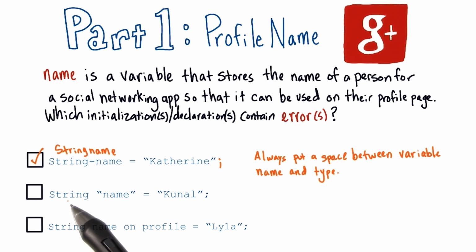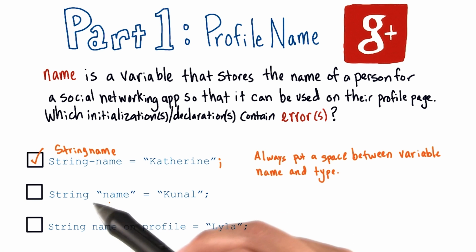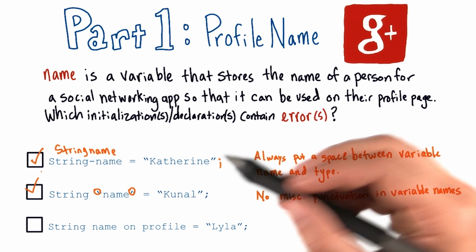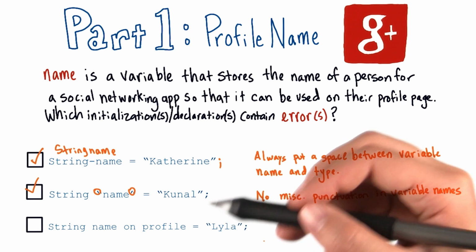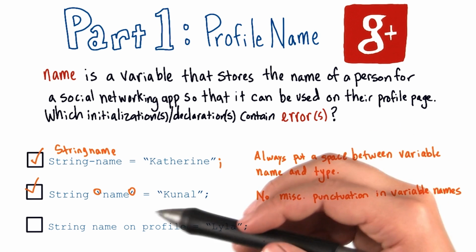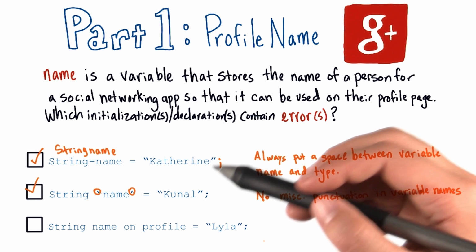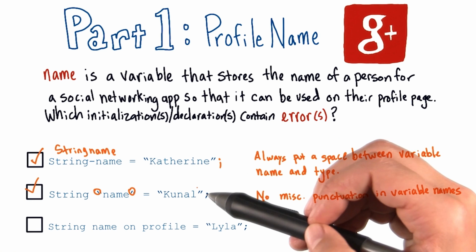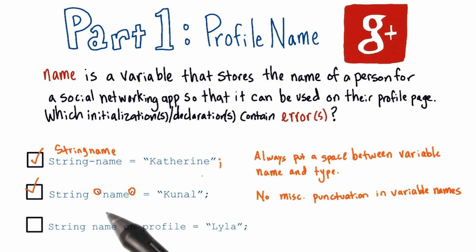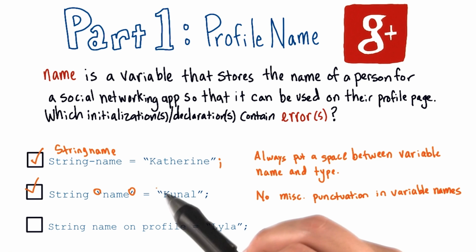Okay, let's look at the next one. String is a correct data type, so that's all good. But over here, the variable name, we're breaking a variable naming rule. Variable names really can't contain miscellaneous punctuation like these quotes here. Whoever's just declared this variable might be confusing the variable name, which is just a type word, with the value, which is a string and must be surrounded by quotes. So, variable names can't have weird punctuation in them. Strings require you to surround them by quotes.